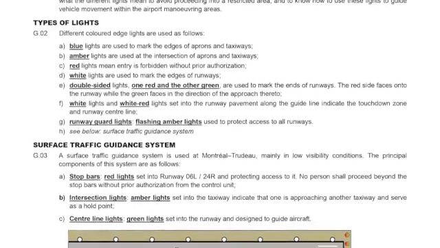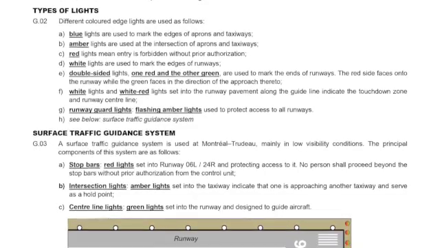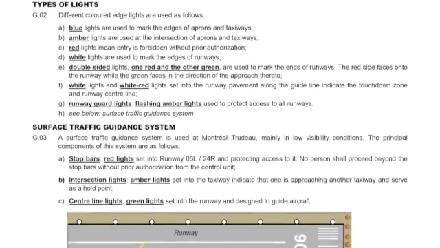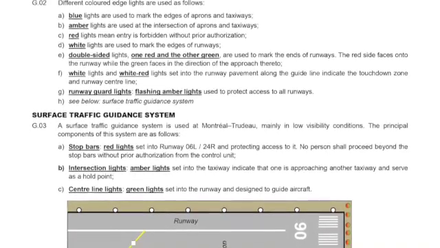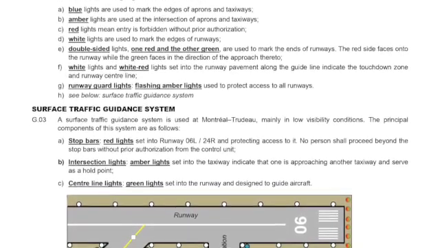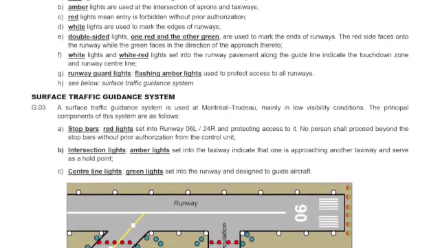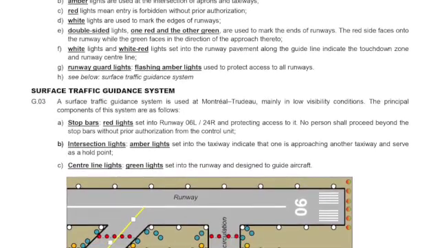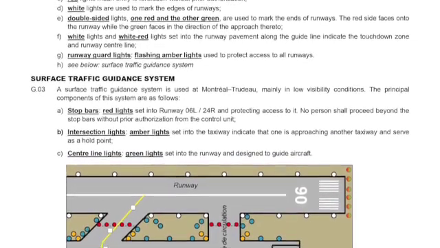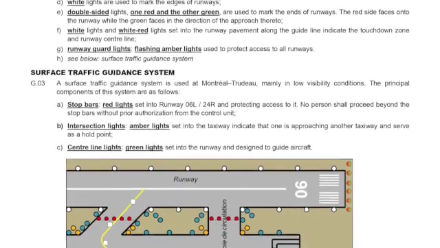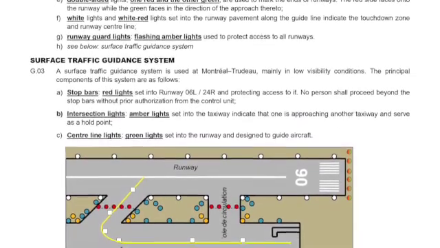E. Double-sided lights, one red and the other green, are used to mark the ends of runways. The red side faces onto the runway while the green faces in the direction of the approach thereto. F. White lights and white-red lights set into the runway pavement along the guideline indicate the touchdown zone and runway center line. G. Runway guard lights, flashing amber lights, are used to protect access to all runways. H. See below, Surface Traffic Guidance System.